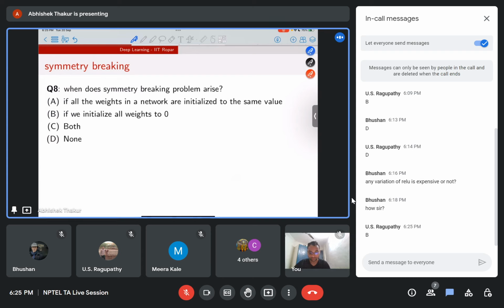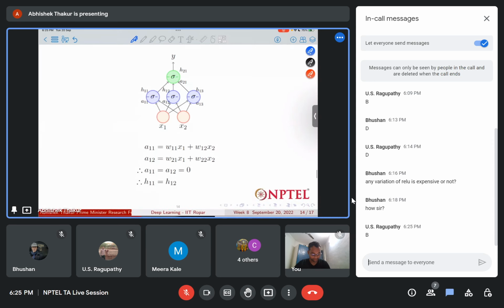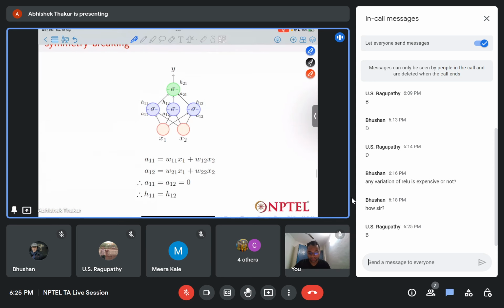So we'll see what this problem is. When does the symmetry breaking problem arise? If all the weights in the network are initialized to the same value, for example if we initialize all weights to 0. Before that, you can see here that this is our network, and let's suppose we initialize all the weights to 0.